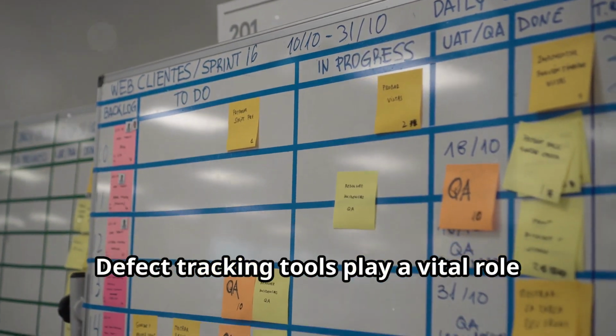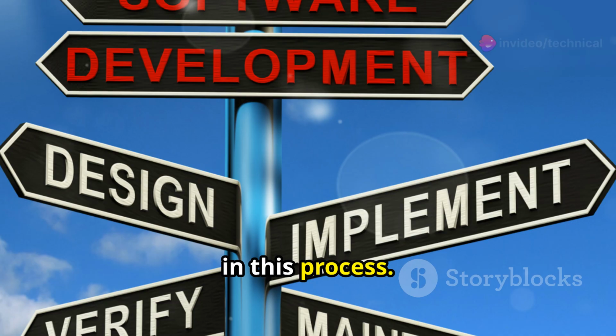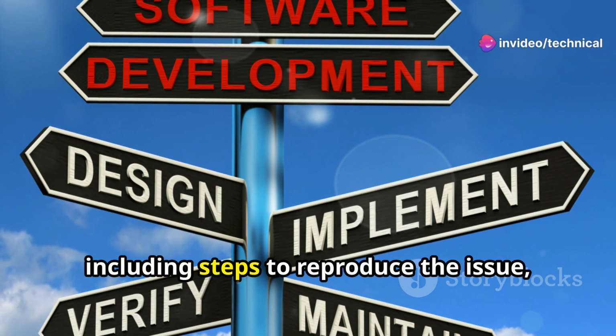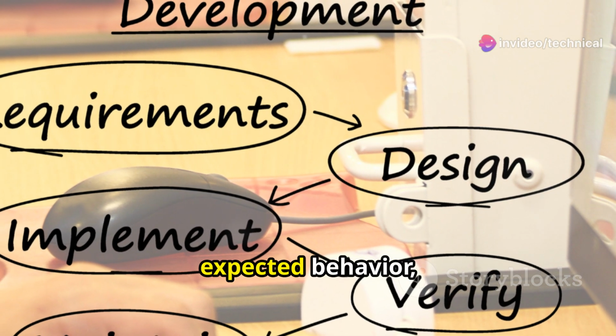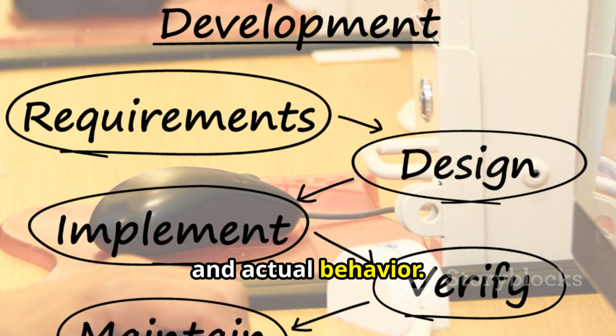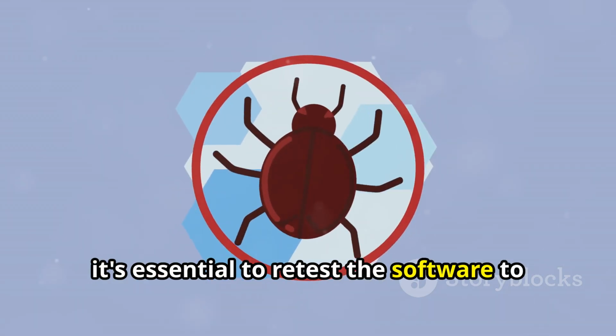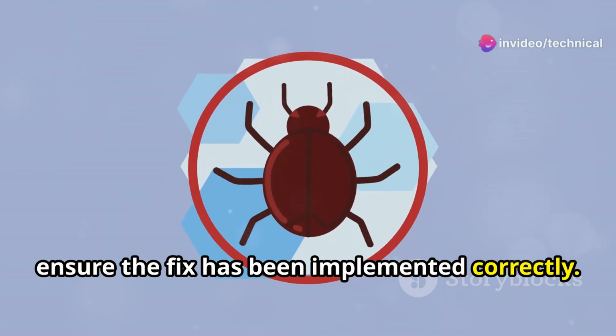Defect tracking tools play a vital role in this process. These tools allow testers to log detailed bug reports, including steps to reproduce the issue, expected behavior, and actual behavior. Once a defect is fixed, it's essential to retest the software to ensure the fix has been implemented correctly.